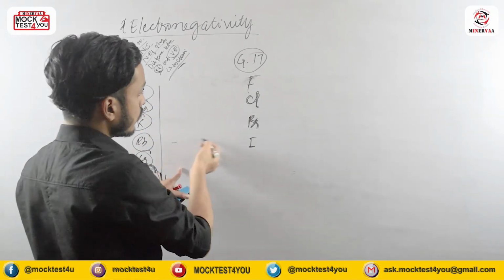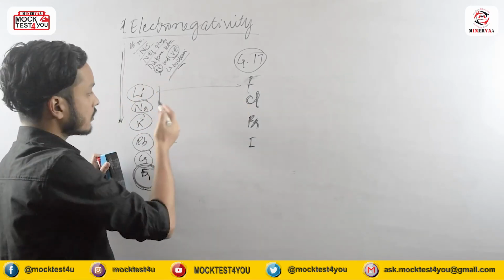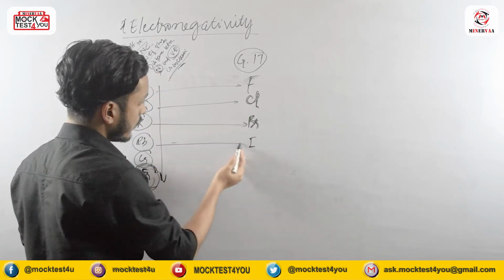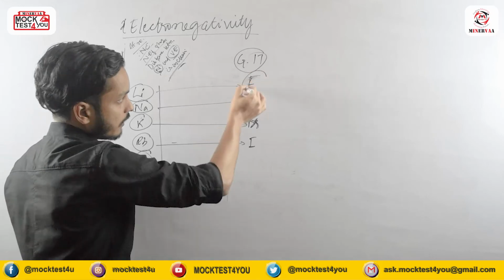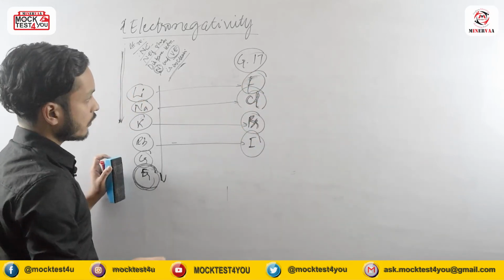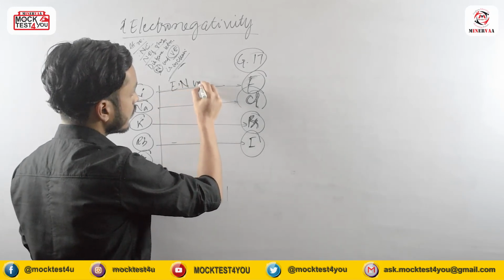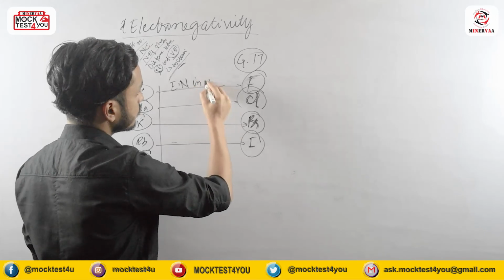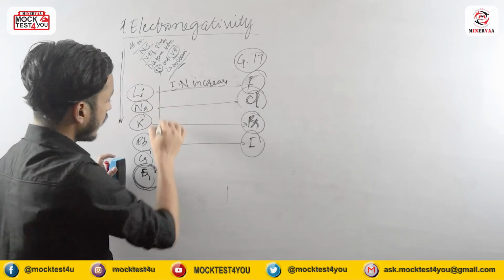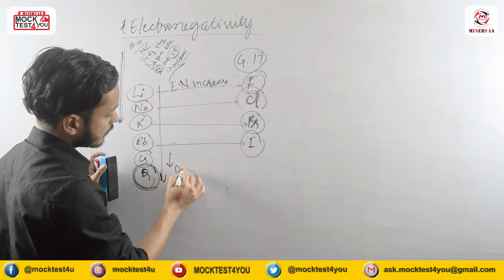And if you are moving across the period, from lithium to fluorine, or sodium to chlorine, or potassium to bromine, or rubidium to iodine, at that time you can see that they have a very high electronegativity, right? So what we can say is, across the period electronegativity increases, and down the group electronegativity decreases.